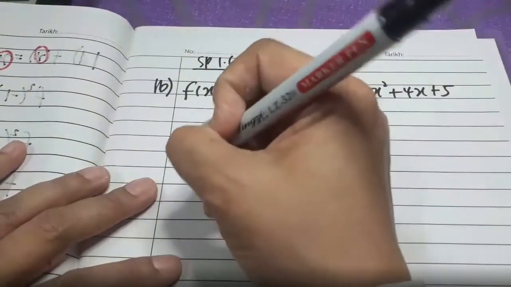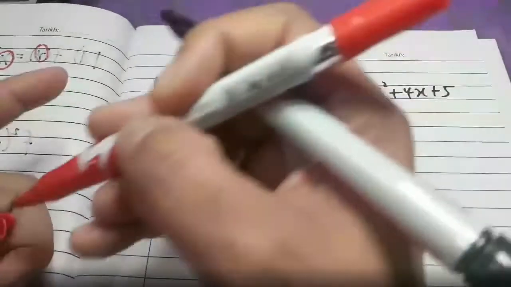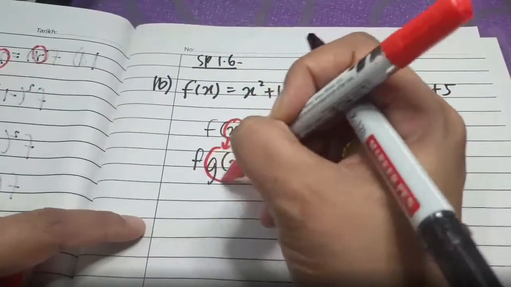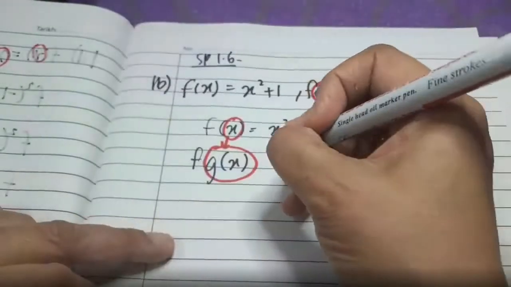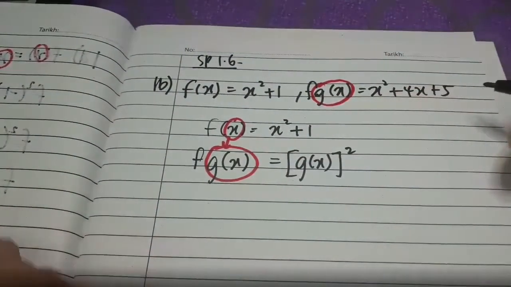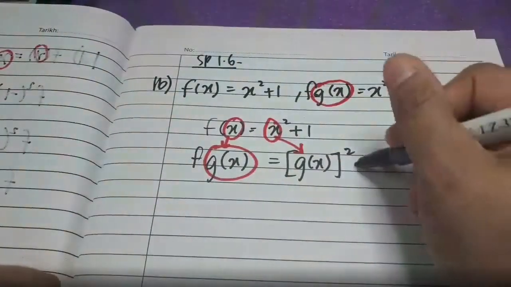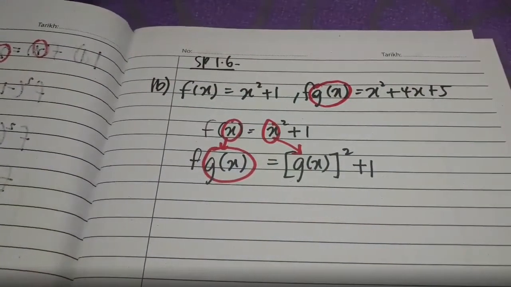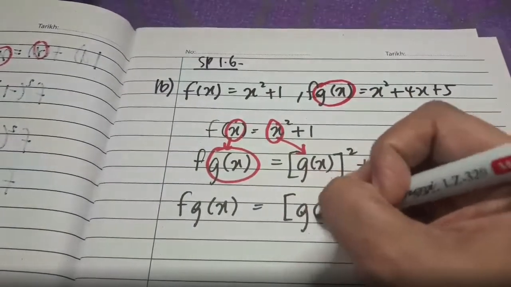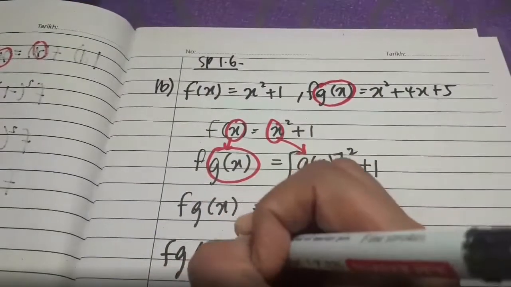Okay. So, x with x ini kita tukar kepada g(x). So, ini akan jadi g(x) squared, sebab x ini kita tukar kepada g(x), plus 1. So, ini f(g(x)) yang kita cari. This is g(x) squared plus 1. Yang ini f(g(x)) yang soalan beri.